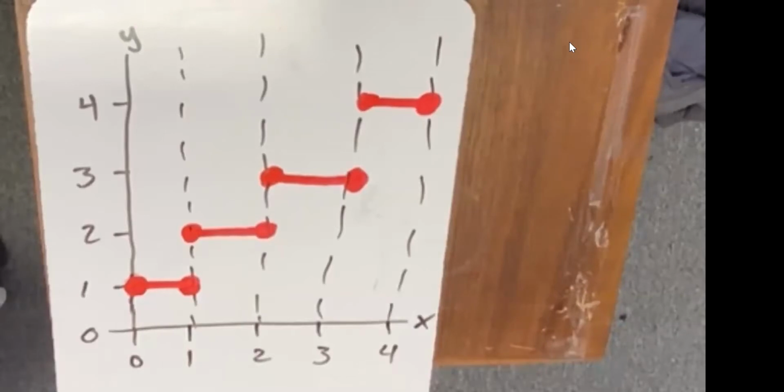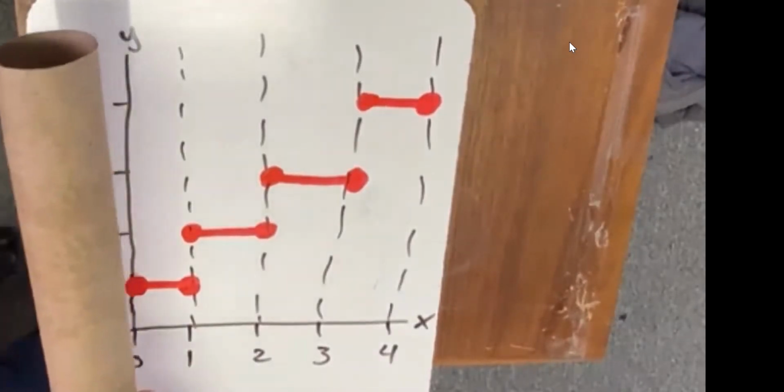All right. Let's move on to the next page and try example 2. Example 2 is using what's called the vertical line test. So I'm actually going to use, let's see if this paper towel roll works. Oh yeah, that's going to work.